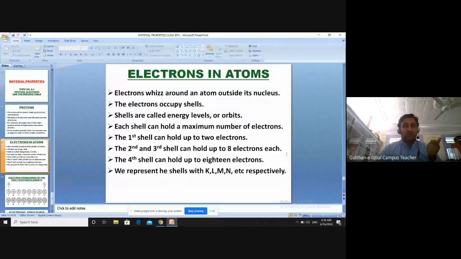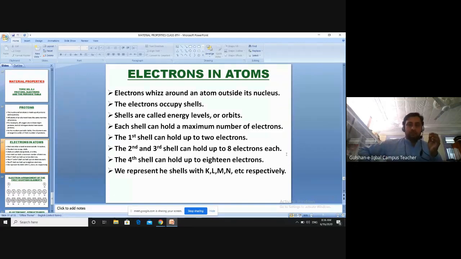The fourth shell can hold 18 electrons. The fifth shell can hold 32. The sixth shell can hold 64. So as the number of shells increases, the electron capacity also increases.